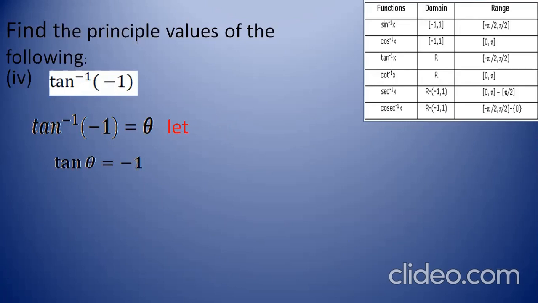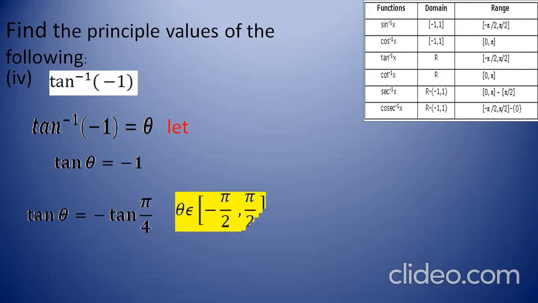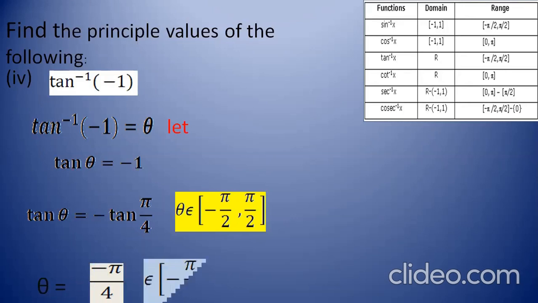Now, tan theta is equal to minus tan pi by 4, and theta belongs to the closed interval minus pi by 2 and pi by 2. So we can write theta is equal to minus pi by 4, because this value lies between minus pi by 2 and pi by 2. So we can say the principal value of tan inverse minus 1 is equal to minus pi by 4.